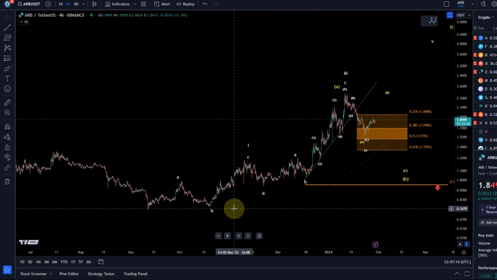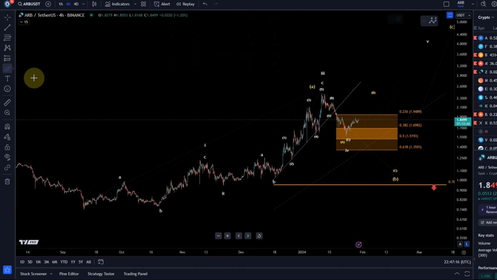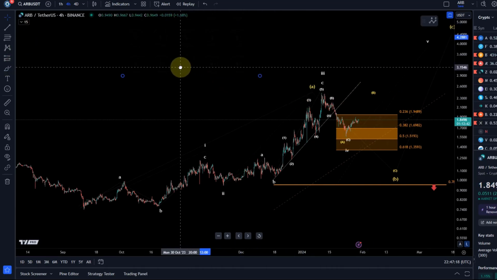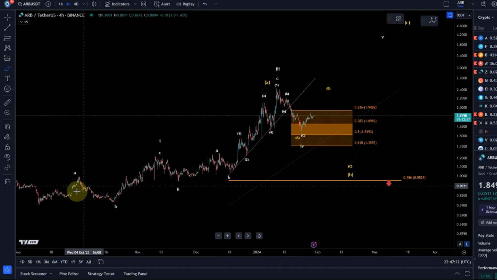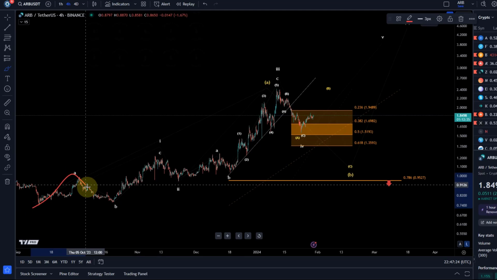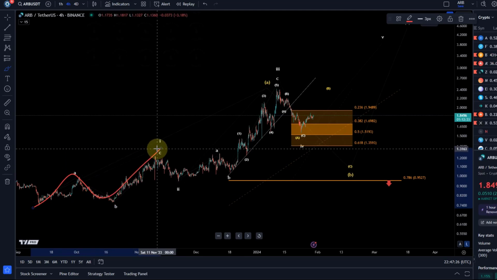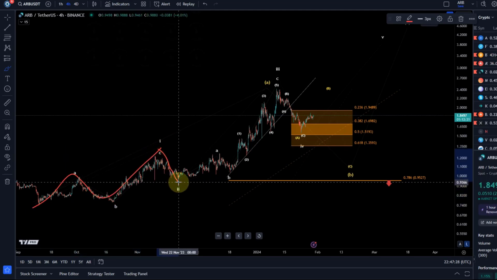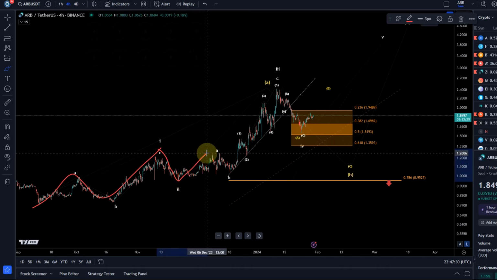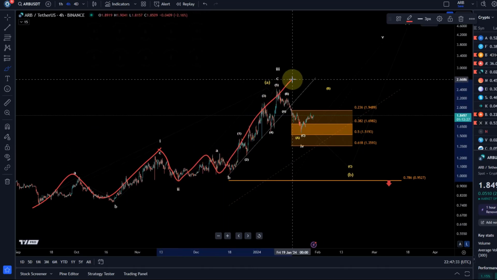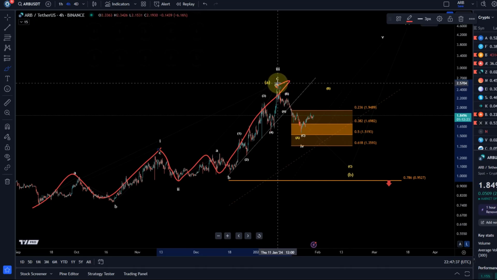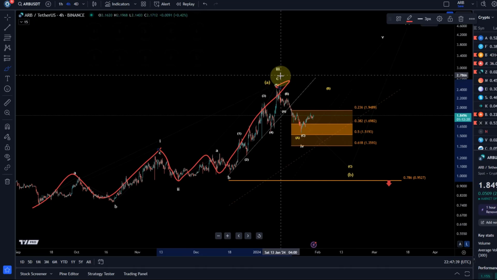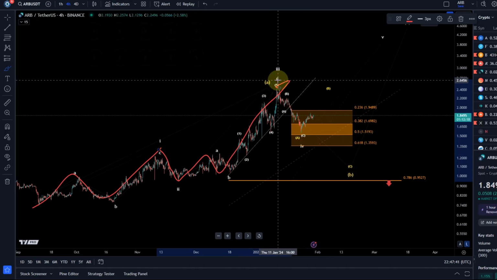So the idea is still the white wave count, which is at the moment the primary scenario. In this scenario, we are in a diagonal pattern to the upside. So we have an ABC structure to the upside in a wave 1. Then we had a wave 2, which bottomed here in November. Then an ABC structure to the upside in a third wave that topped in January. Then we highlighted, okay, somewhere from here, it would be ideal if a fourth wave pullback is unfolding.